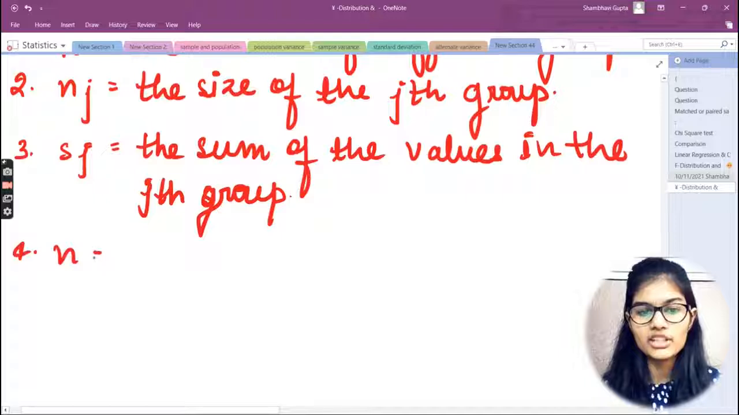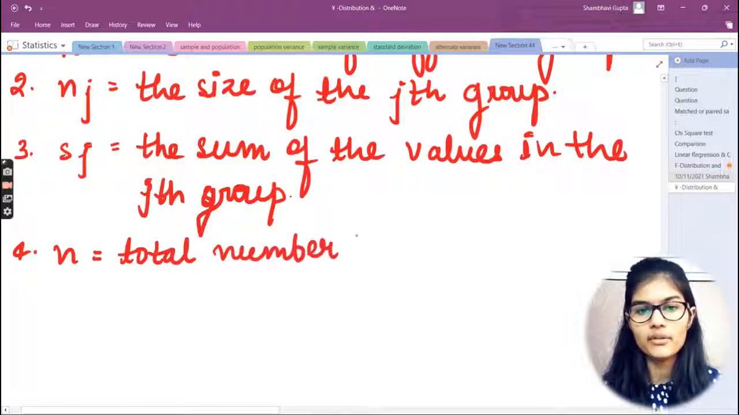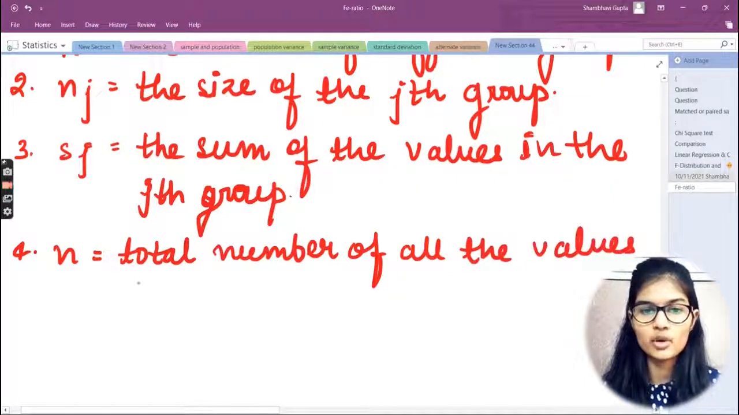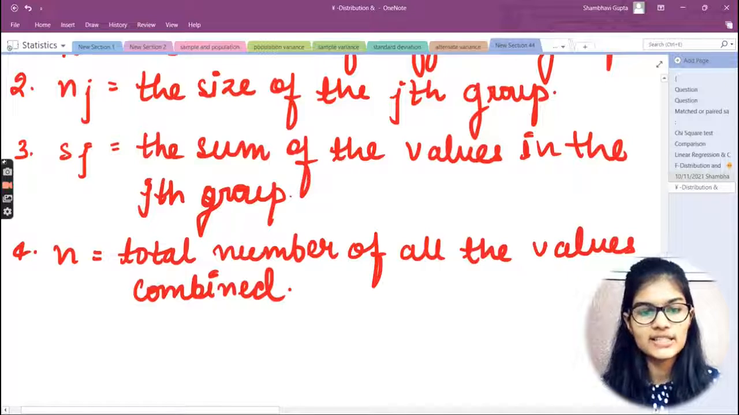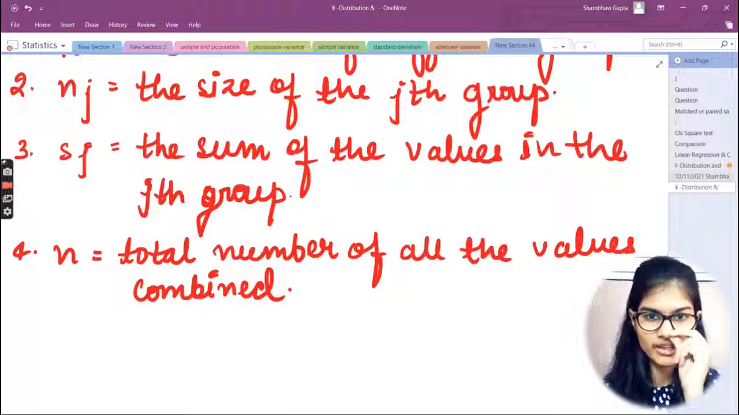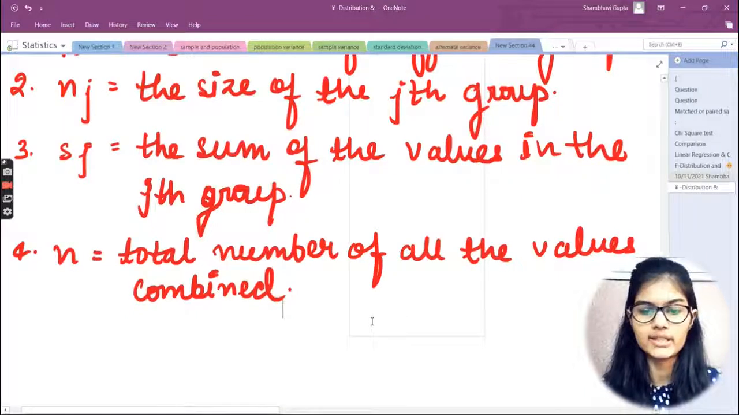Next, moving towards number 4, we have small n. What is that? It is the total number of all the values combined. Small n is basically the total number of all the values combined. Fine. So we could just as well say it is the total sample size, that is sigma of n of j. Okay, right.